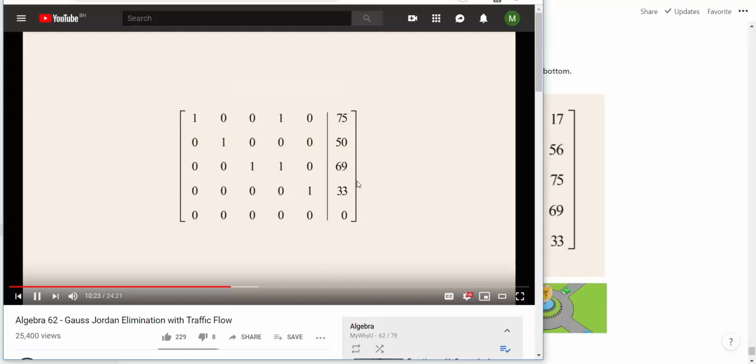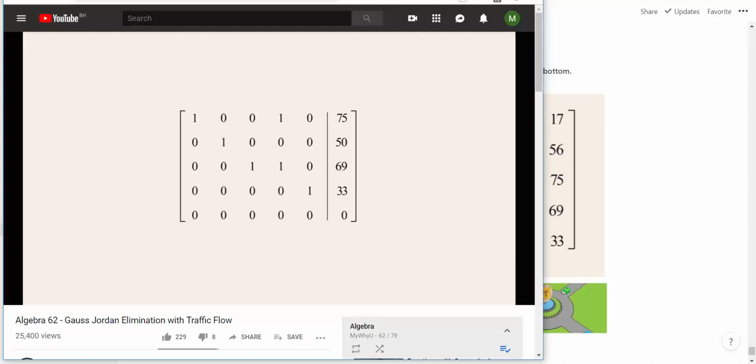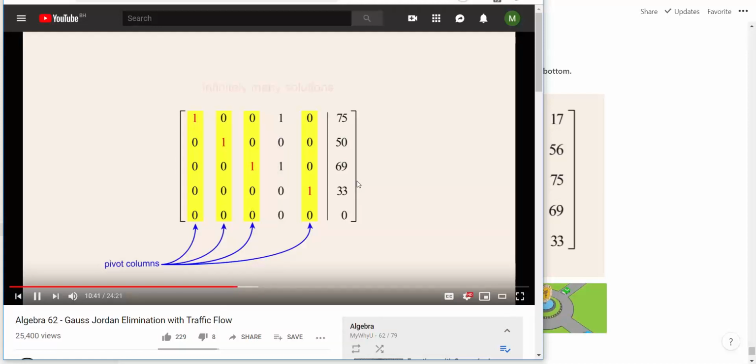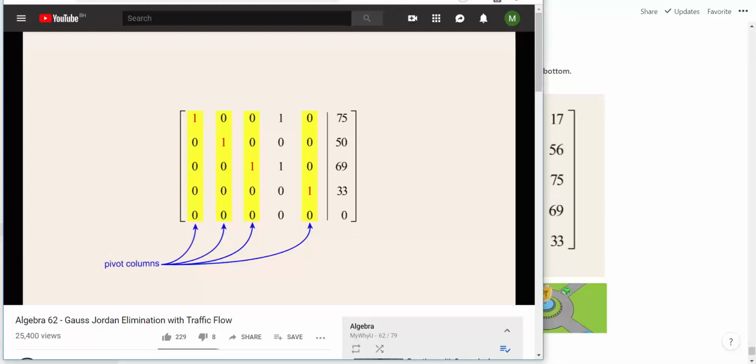Since 4 of the 5 columns left of the vertical line contain a leading entry, there are 4 pivot columns. And since not every column left of the vertical line is a pivot column, this tells us that the system has infinitely many solutions.